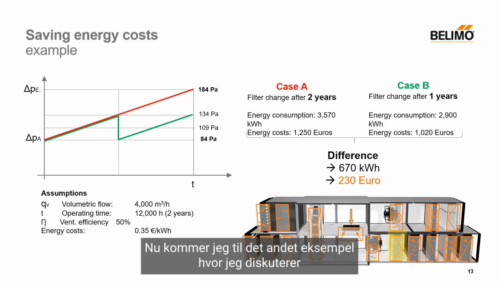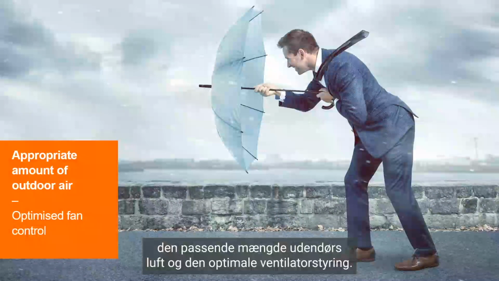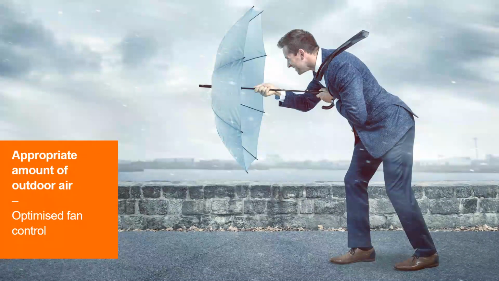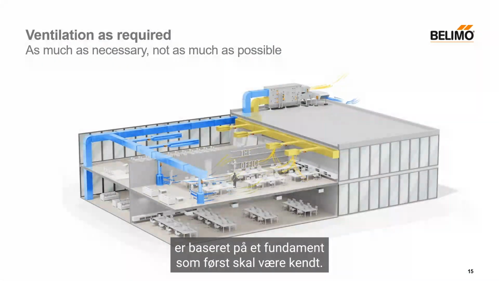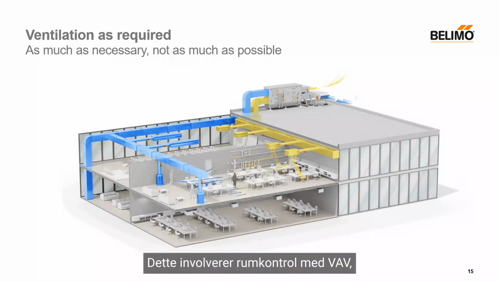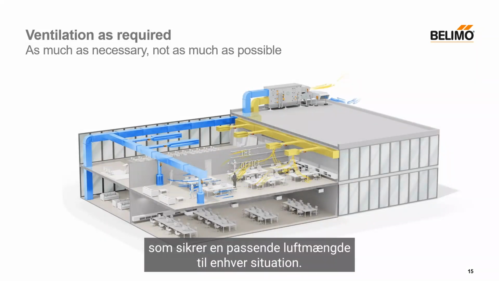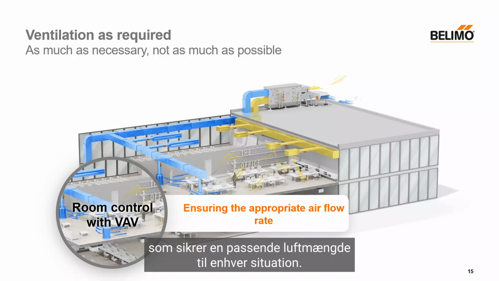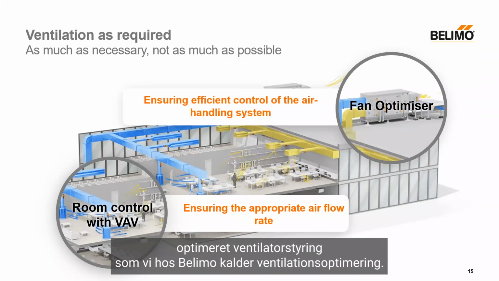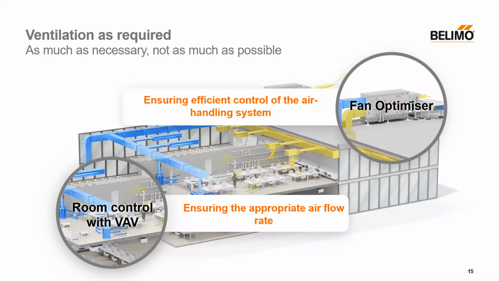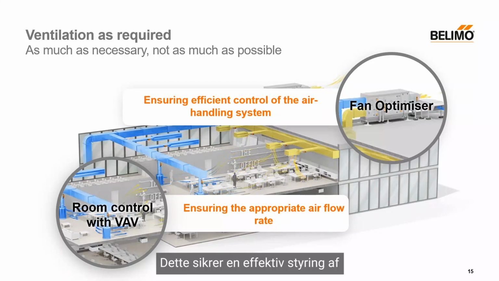Now I come to the second example, in which I discuss the appropriate amount of outdoor air and the optimized fan control. Optimized fan control is based on a foundation that must first be known. This involves room control with VAV, which ensures an appropriate airflow rate for every situation. In order to save even more energy, you can implement optimized fan control, which we at Belimo call fan optimizer. This ensures efficient control of the air handling system.